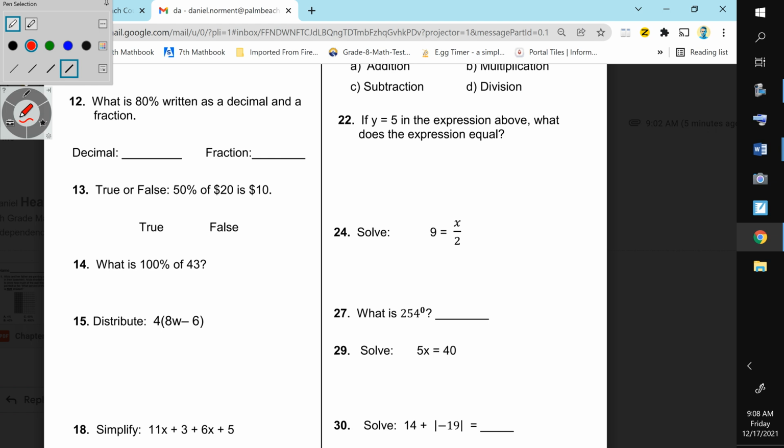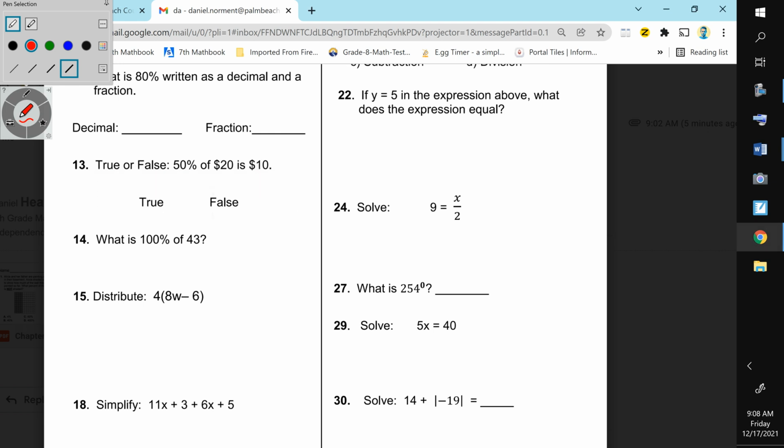Number 13. Remember, 50% of something is half of something, so y'all should be able to figure that out. Actually, if you missed it, I don't think I'm going to give you a second chance. Number 14, remember, here's your hint. 100% of something is all of something. That's your hint.